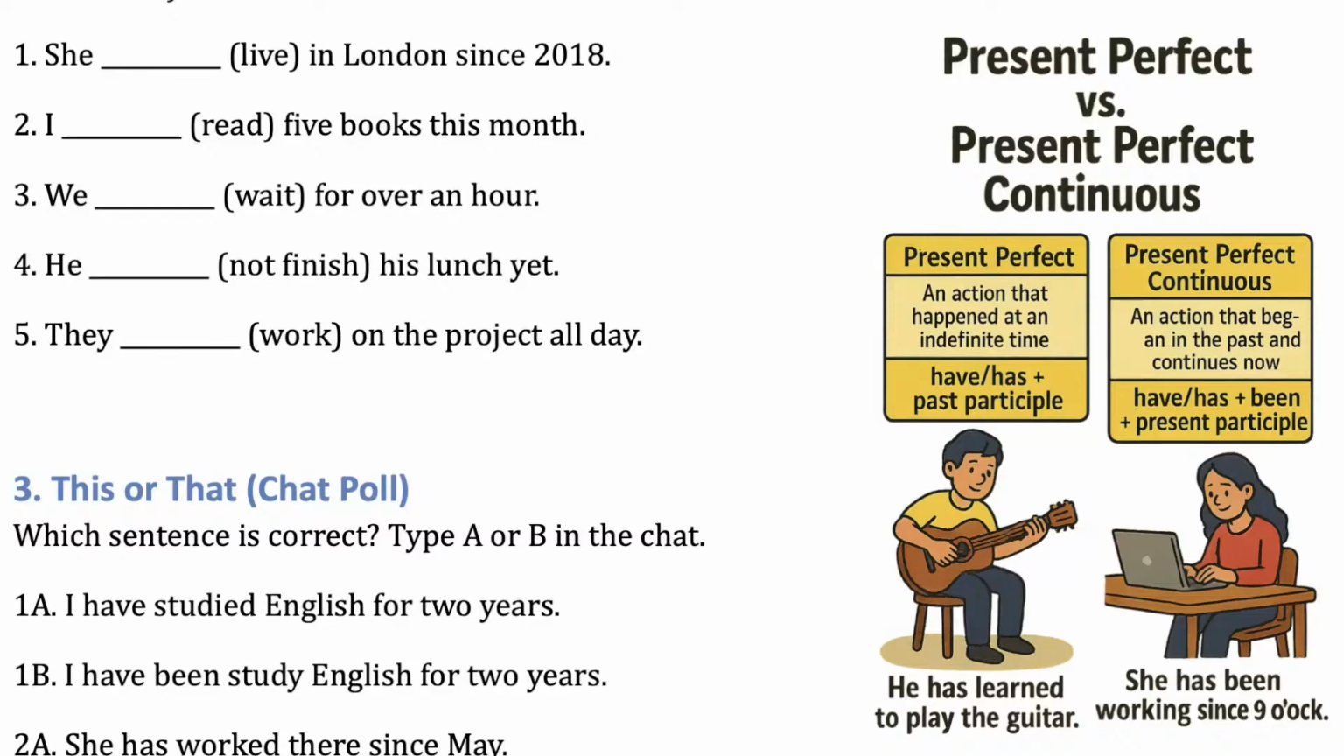Okay, yeah, so I have read 5 books this month. Good. We have been waiting for over an hour. He has not finished lunch yet. They have been working on the project all day. Yeah, good, good, good.